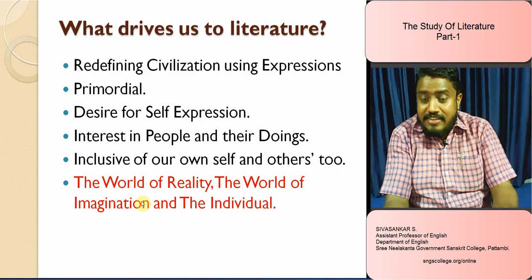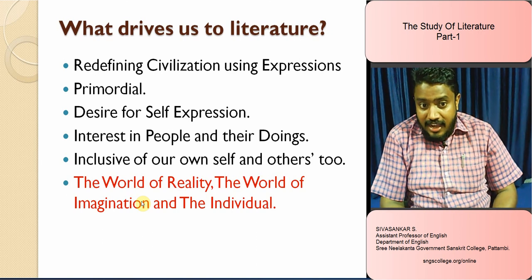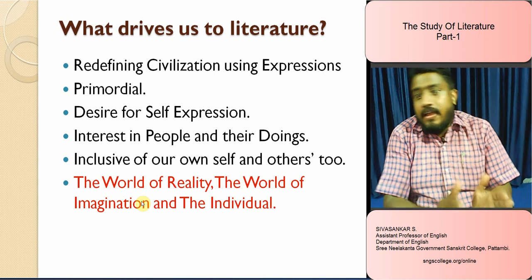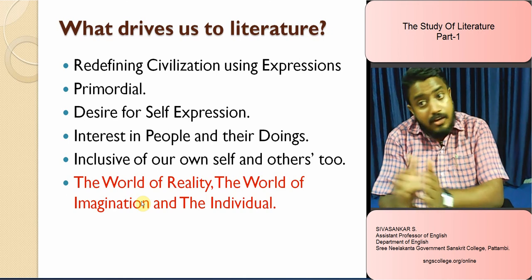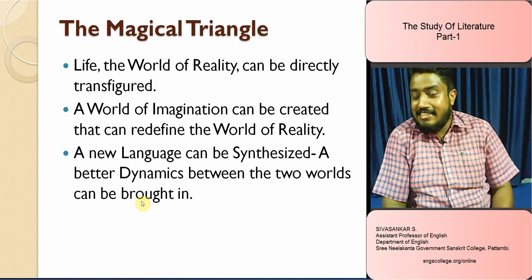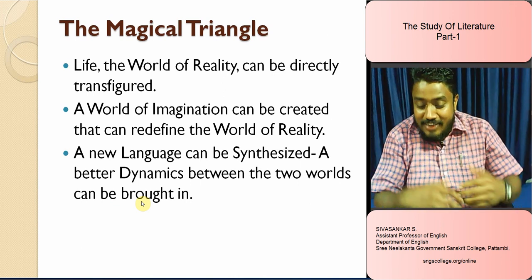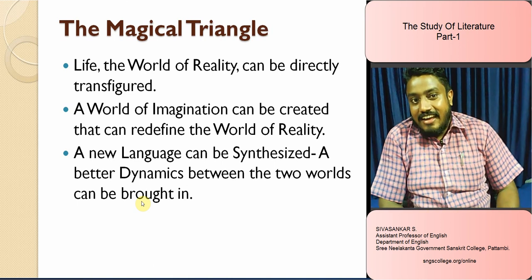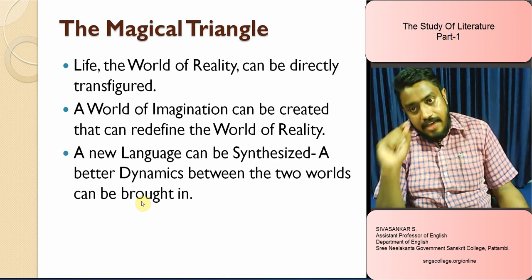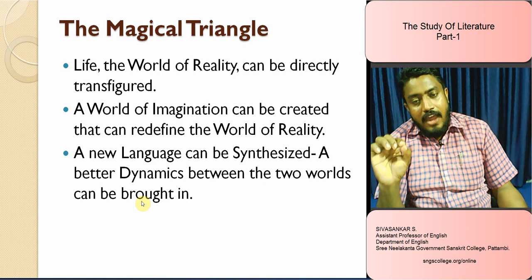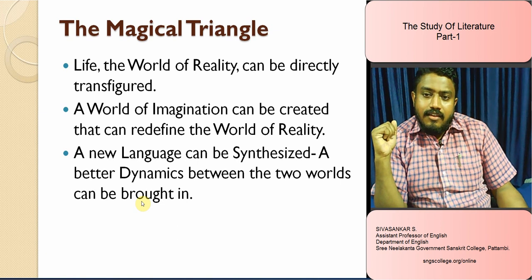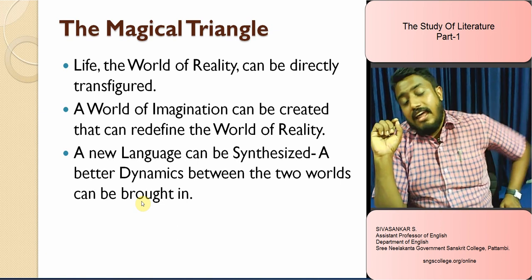And the next layer we see, the next part of the structure, is a threefold division. Because we have a world of reality on one side, then the world of imagination on the other side, and then you are there, the individual. So we are in a sense caught up in this triangle, and this is a magical triangle, and it is always moving, it's ever evolving. So in this triangle, three possibilities are there. The first thing is life, that is the reality around us, can directly be transfigured into literature through the medium of language. And the second option is that a world of imagination can be created that can redefine the world of reality.